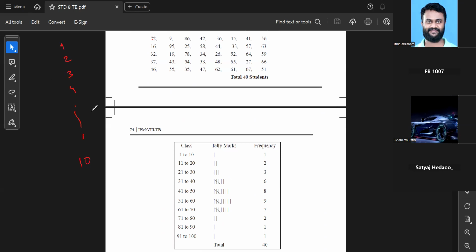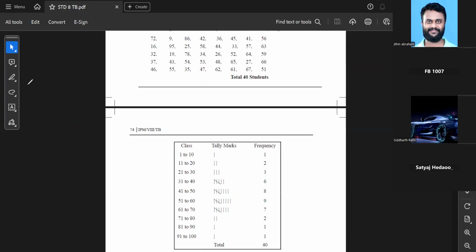Instead of considering a separate row and separate section for 1, and another for 2, we can consider it like this: 1 to 10, one range. This range is called a class. 11 to 20, another range. 21 to 30, another one. Then 31 to 40, 41 to 50, 51 to 60, and so on, till we reach 100. So what happens? Instead of consuming 100 rows, we will be consuming only 10 rows. Tell me.